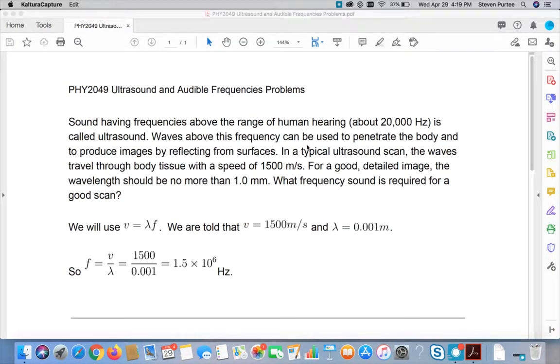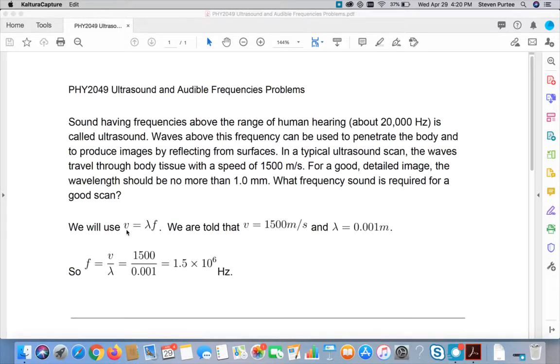Okay, so pause the video and read the question. Hopefully you've done that. We want to find the frequency of the sound that's required to get a good scan to have a 1 millimeter wavelength. So we're going to use v equals lambda f.